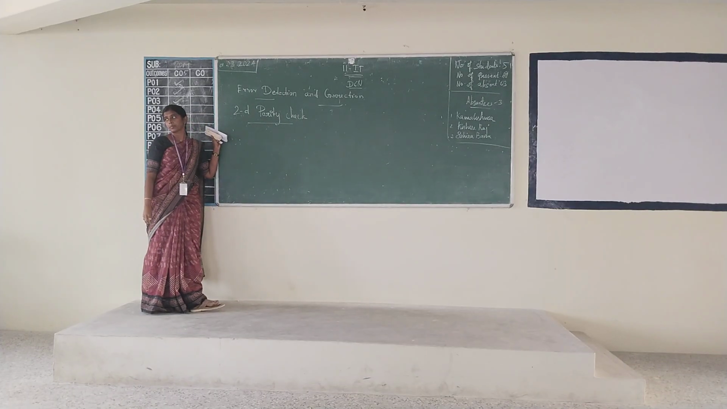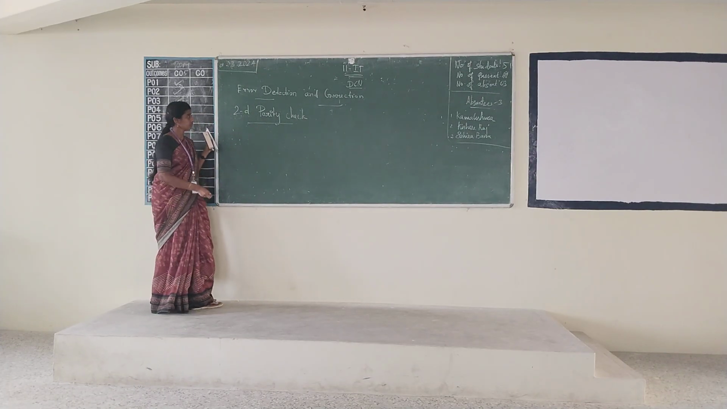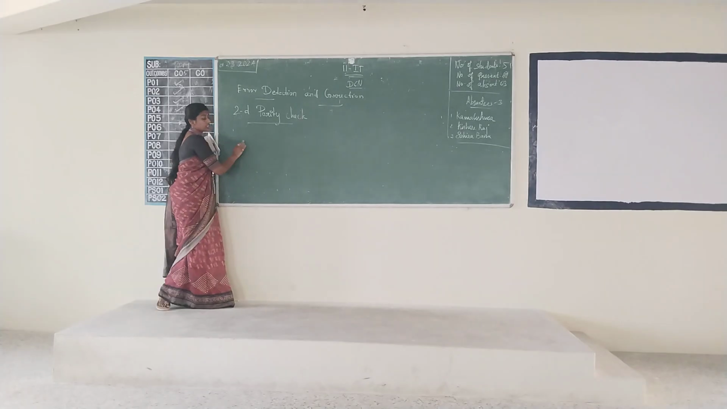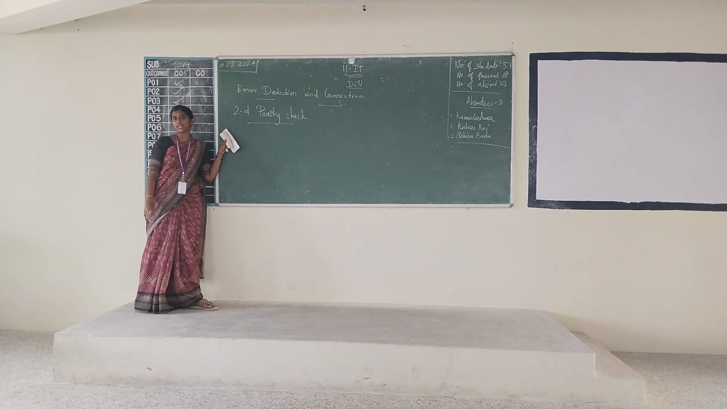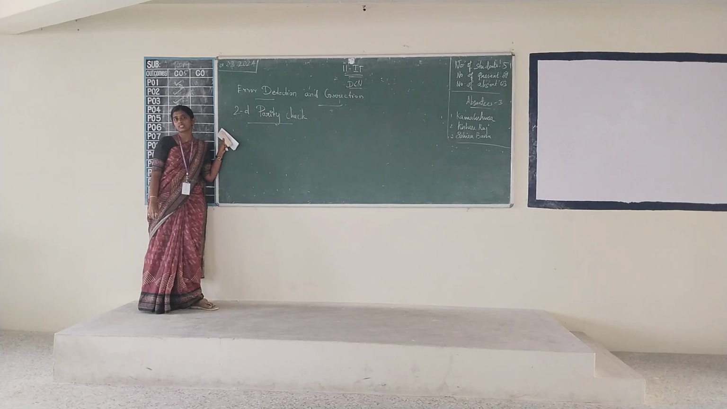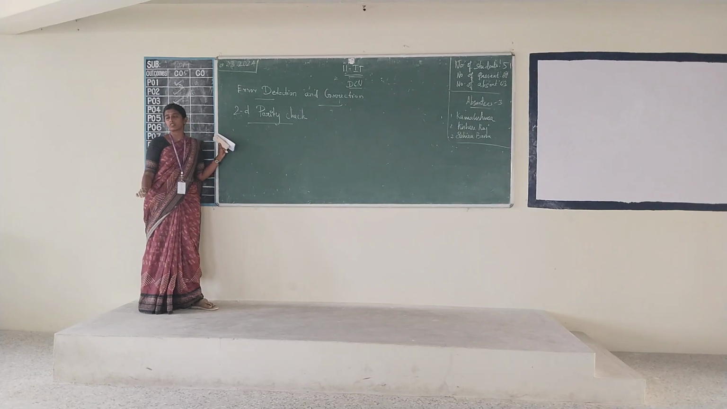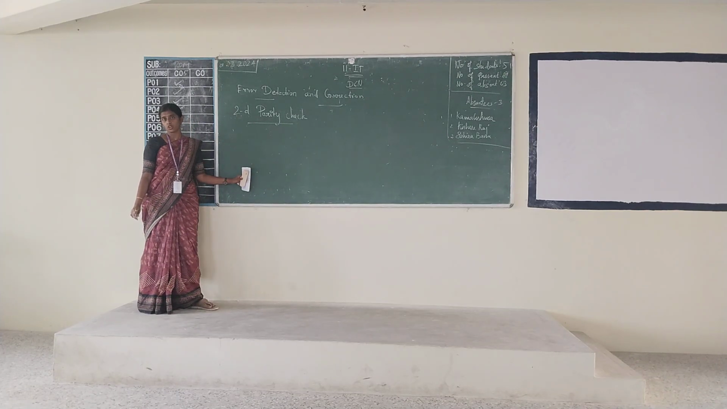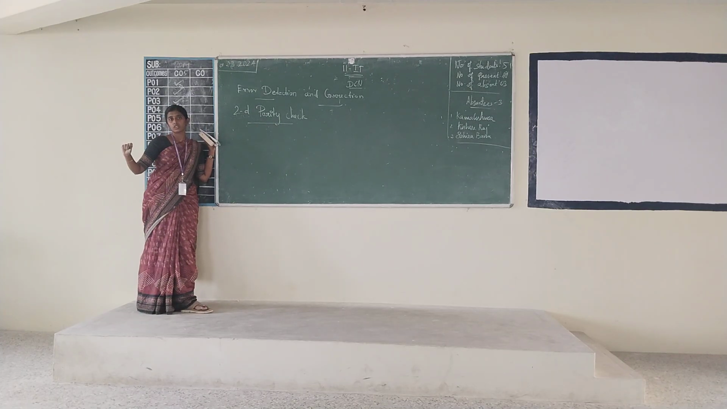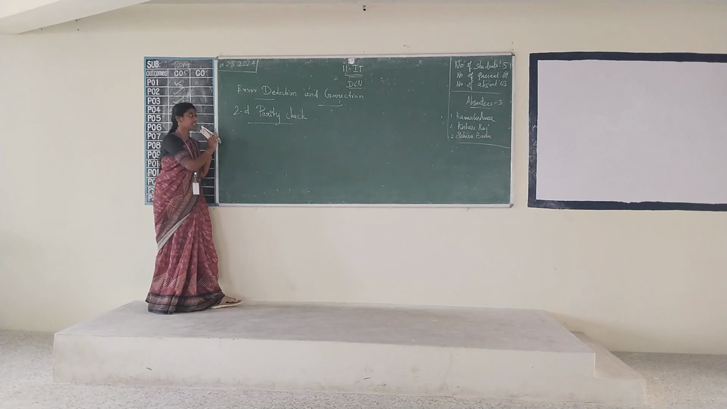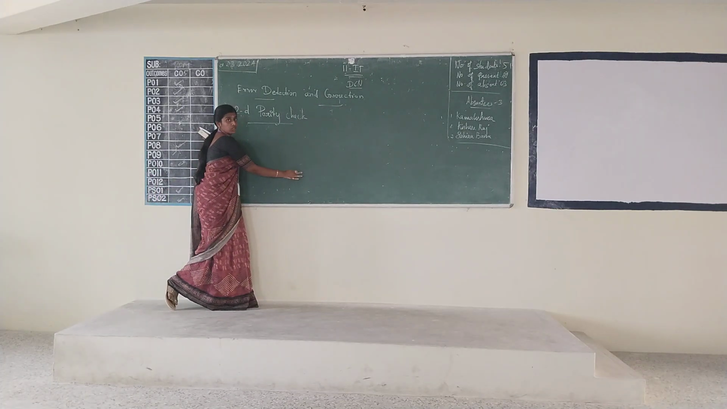The two-dimensional parity check. So in this also, in the same way, you will be writing your data in a table format. It will be in the form of rows and columns. But in the longitudinal check, you only calculated it for your columns. Here you will calculate the parity bit for your rows also.